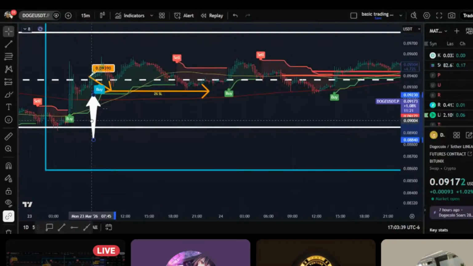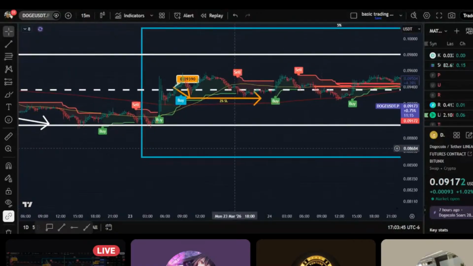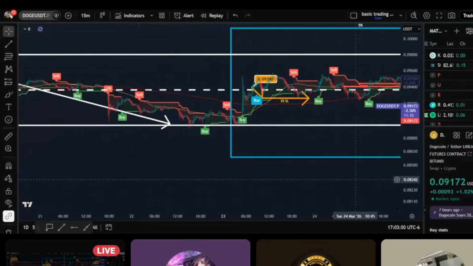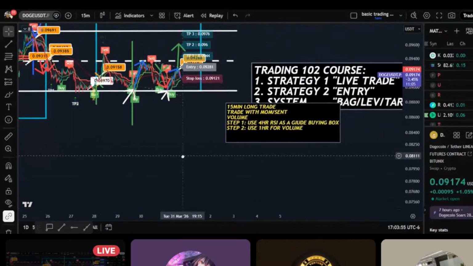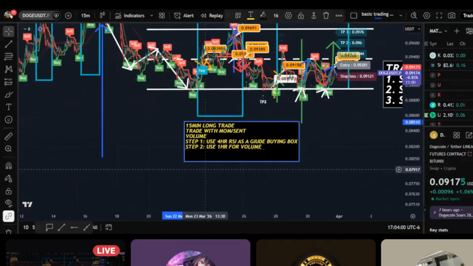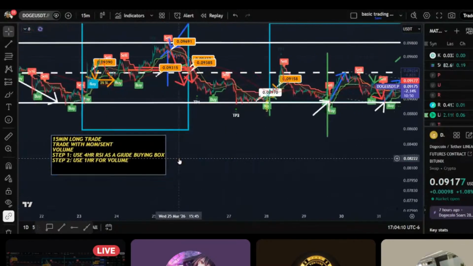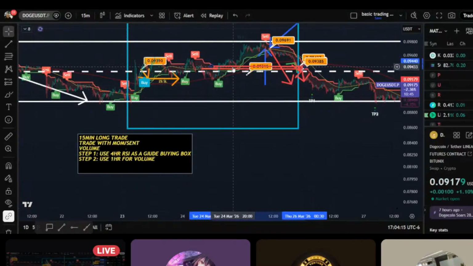So now that we have a buying zone, we have to say to ourselves, okay, what's our next step, right? We have the buying zone, which is the 4-hour RSI up. Let's go take a look here. I'm going to slide this over so we can see this. So here are our notes, right? 15-minute long trade. I need to trade with the volume and momentum. Step one, use the 4-hour as a guide. Here's my buying box. Step two, use the 1-hour for volume indication. So now we have this set up. This is our buying zone. This is where we would be buying.